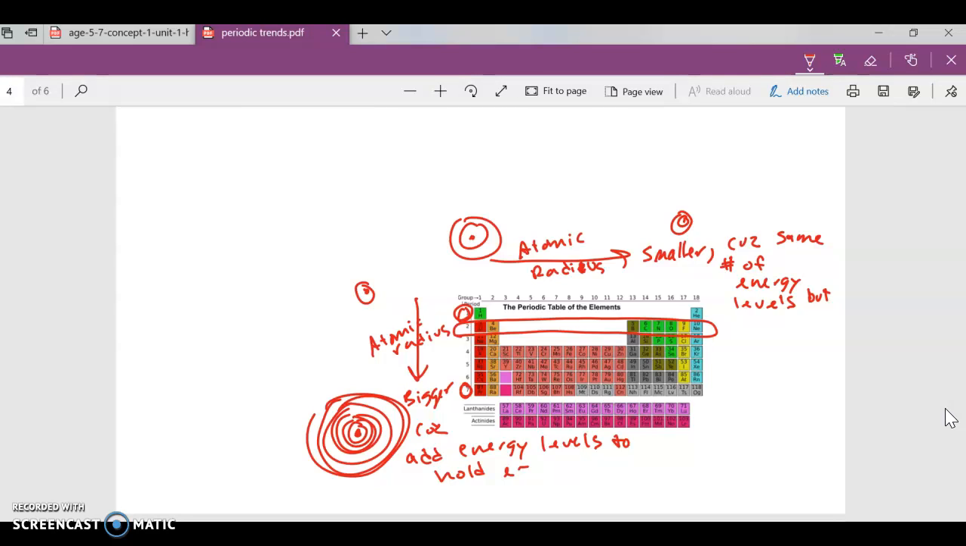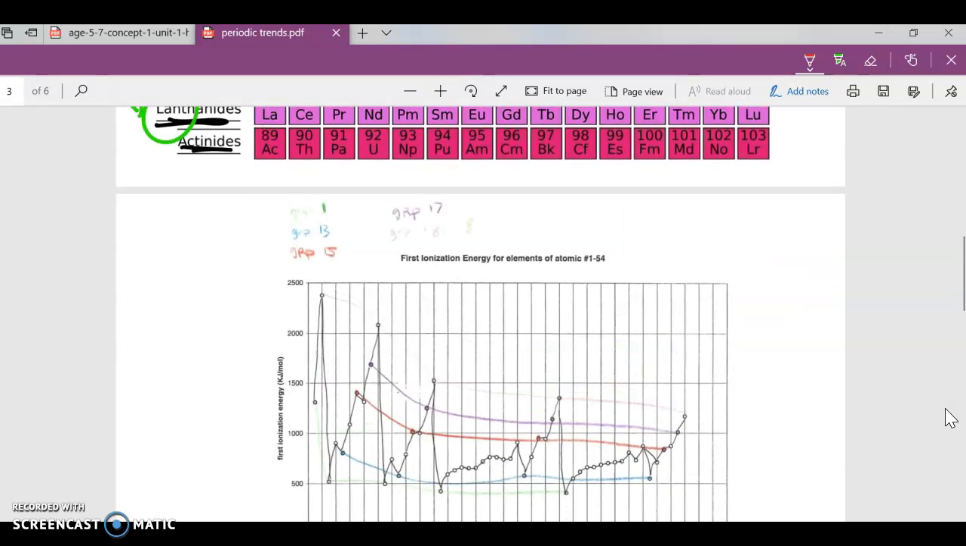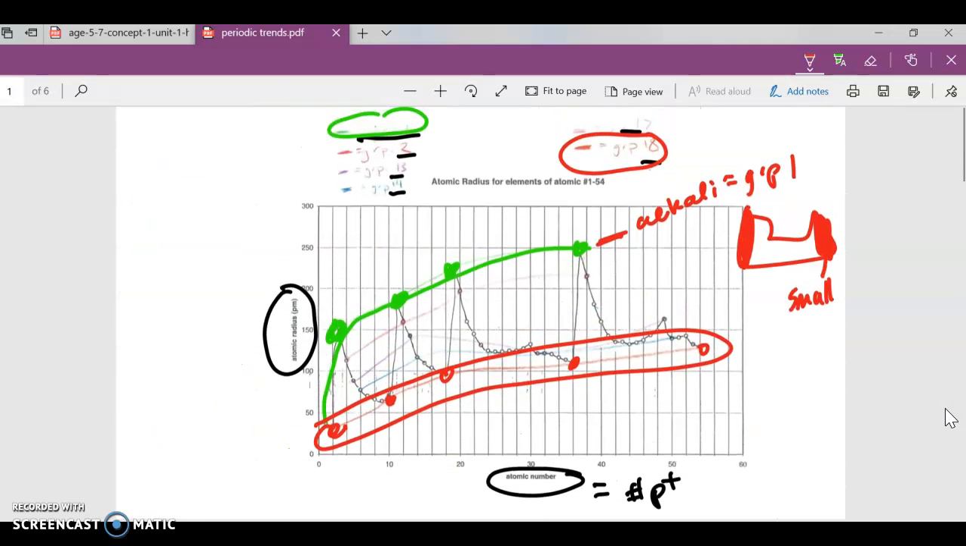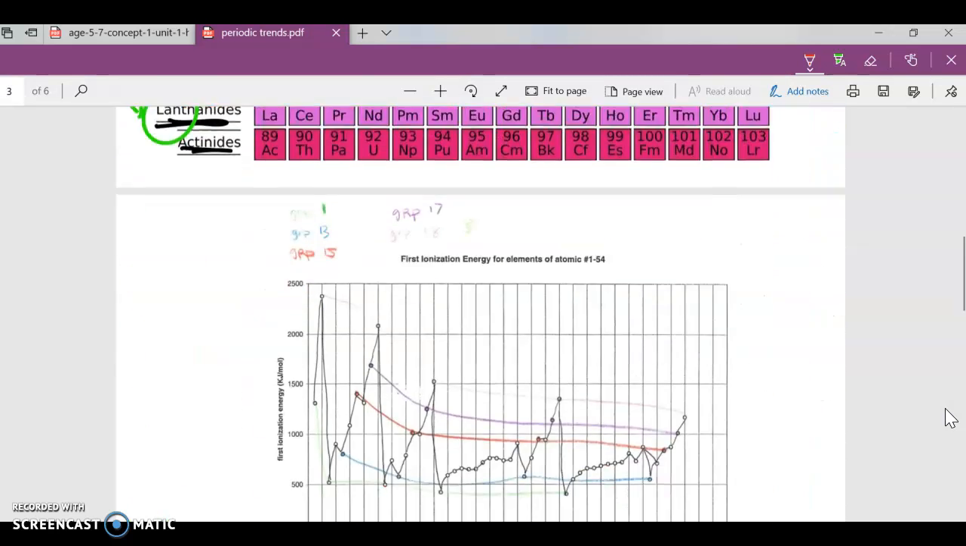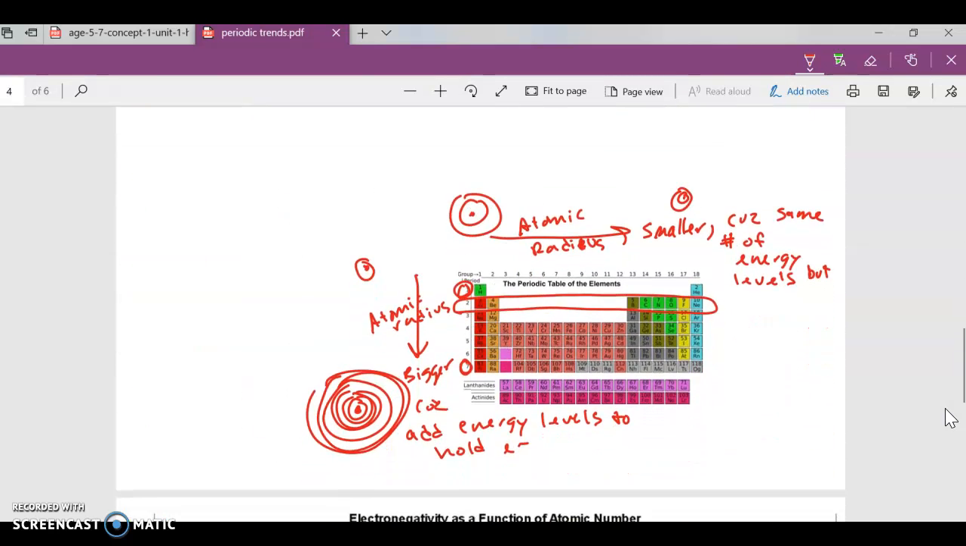The data told us it gets smaller, so we need a because behind that. So my claim is it gets smaller. The data or the evidence is right here, the chart. Right here, the chart tells me it gets smaller. And now I need my reasoning. What's happening in the atom that tells me it's like that? It's smaller because you have the same number of energy levels, but more protons.